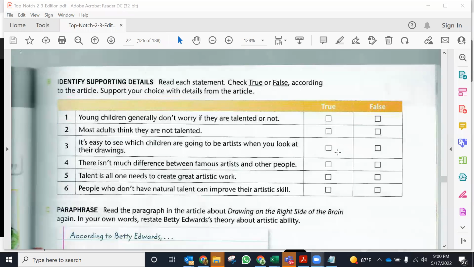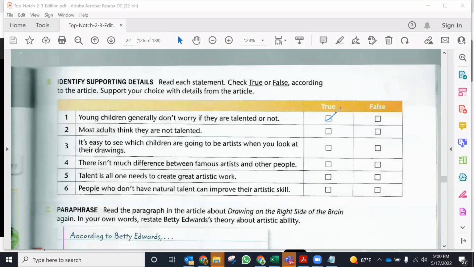Vamos a poner true or false, depende de lo que dice el artículo, ¿ok? Number 1. Todo mundo que me conteste o quien quiera contestar. Young children generally don't worry if they are talented or not. Young children are not worried about being talented or not. True or false? True. True. They don't care. They just like to draw.